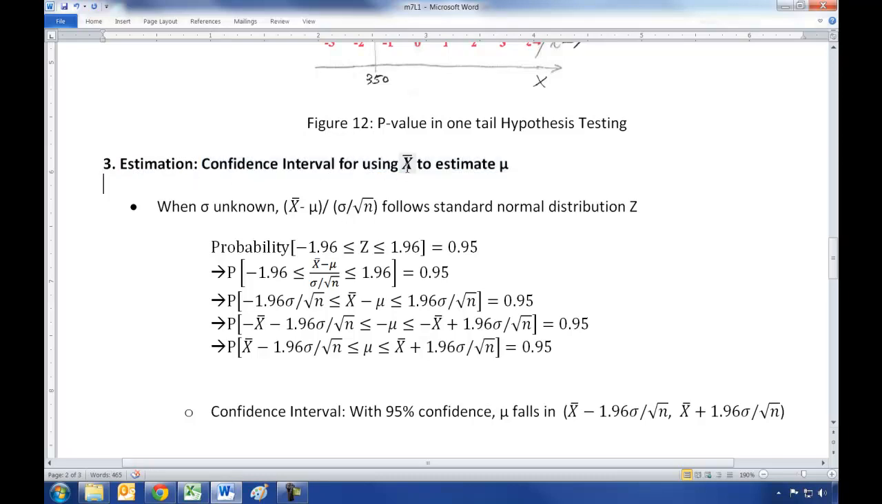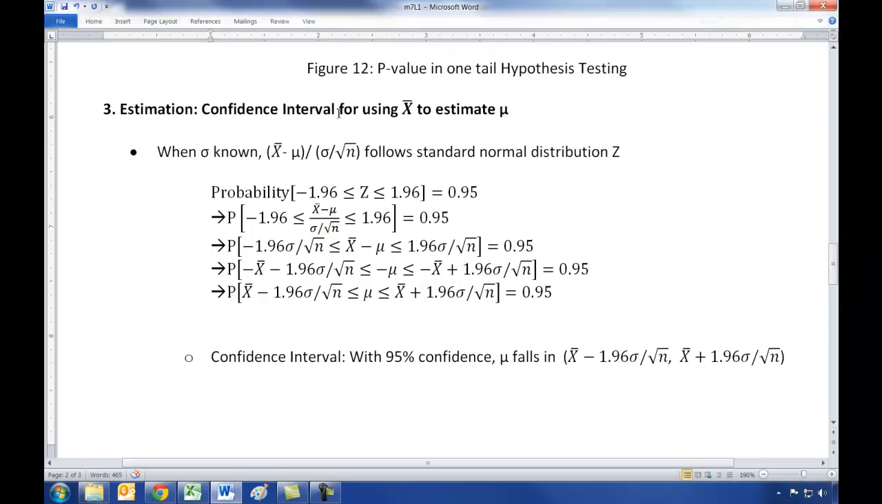But in this lecture, we are only going to cover a very specific task of estimation, which is, if we use the sample mean to estimate the true mean of the population, how reliable or how accurate such estimation is. And we do so by constructing the so-called confidence interval.